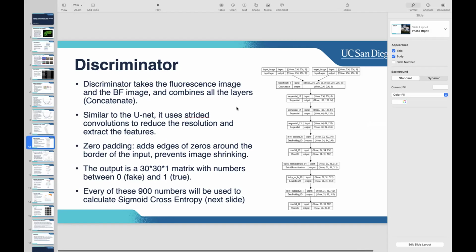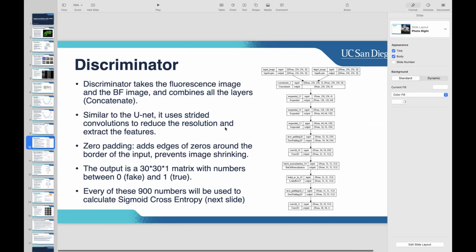Similar to UNet, it uses strided convolution to reduce the resolution and extract the features. And in some steps, zero padding is also involved. Basically, it adds edges of zeros around the border of the input. For example, if this is an image, we add a round of zeros. It prevents the image from shrinking, because if we don't add that round of zeros, some pixels around the edge might be unable to be convolved.